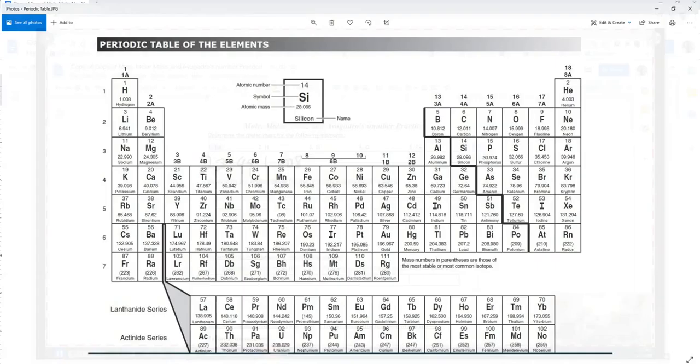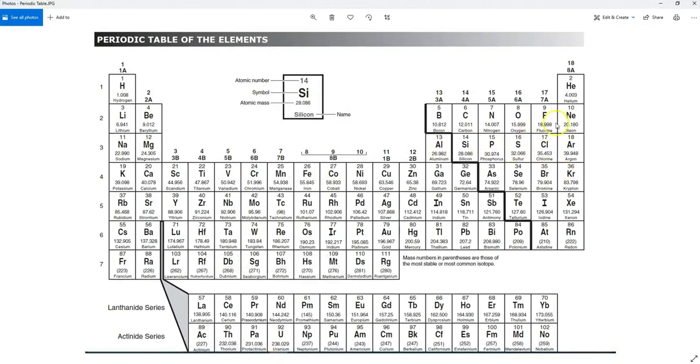Chlorine's over here, element 17. That's 35.453. Sometimes I'll round it to 35 when it's convenient. Typically, I would round this to a whole number when determining molar mass. I'm usually okay with that, so if you want to round these to whole numbers, that'll save you some time.